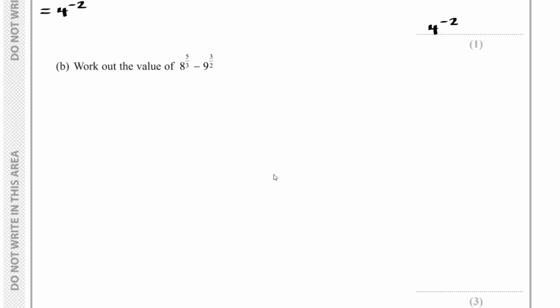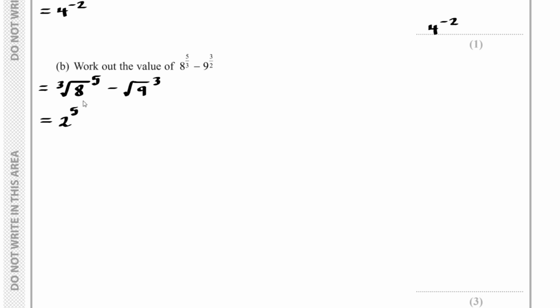Part B, we have to work out the value of 8 to the 5 over 3, subtract 9 to the 3 over 2. 8 to the 5 over 3 is the same as the cube root of 8, then we take this to the power of 5, and then we subtract the square root of 9, and then we raise this to the power of 3.